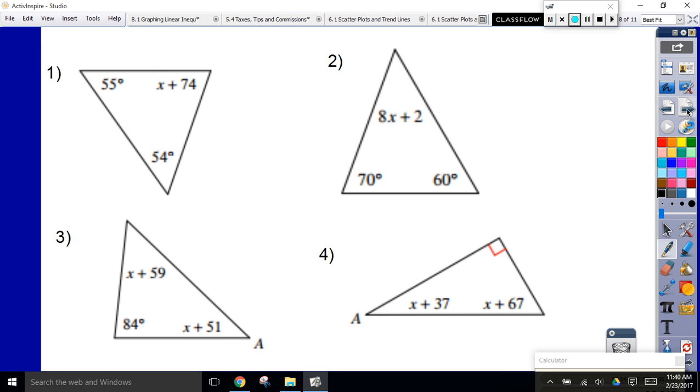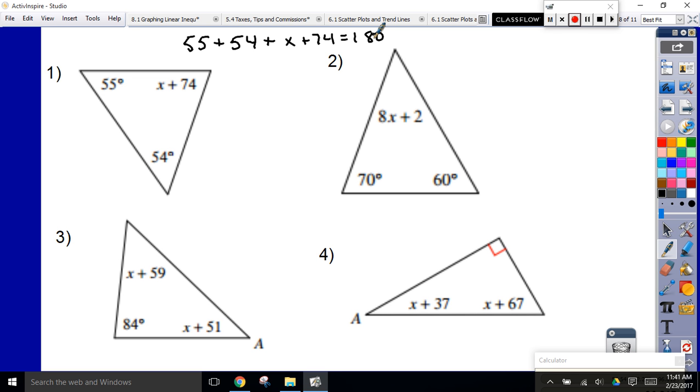Now we have some more complicated examples, more like some of the ones that we did when we were working on the angles. For number 1, what equation would I write? Bryant, when you're finished yelling at it. 55 plus 54 plus x plus 74 equals 180. Good. Okay, now what do I do?